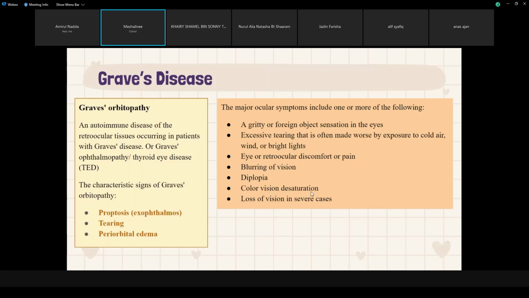The major ocular symptoms that patients come with are foreign object sensation in the eyes, excessive tearing that is worsened by exposure to cold air, wind, or bright lights, eye or retroocular discomfort or pain, blurring of vision, diplopia, color vision desaturation, or loss of vision in severe cases.